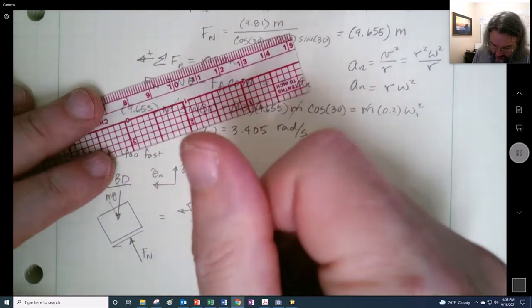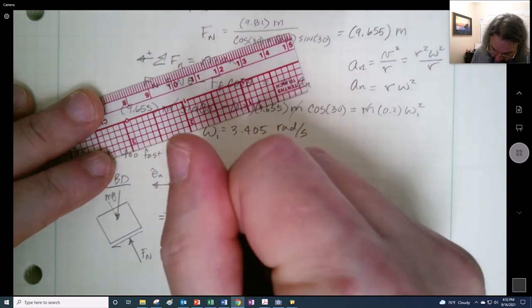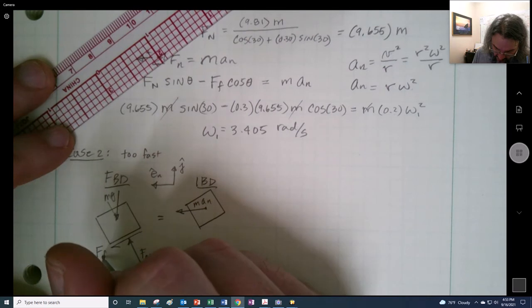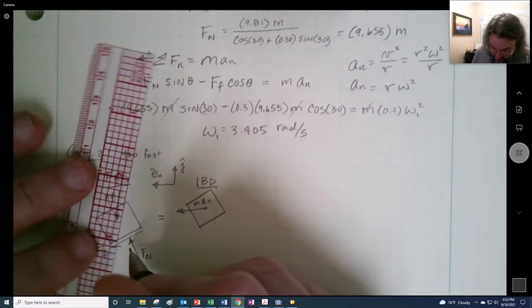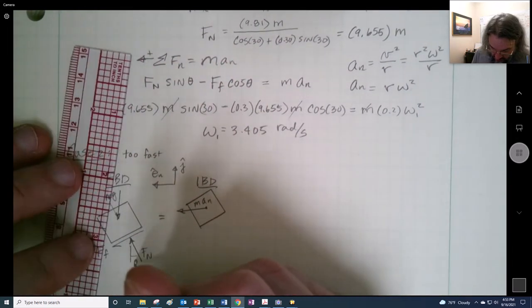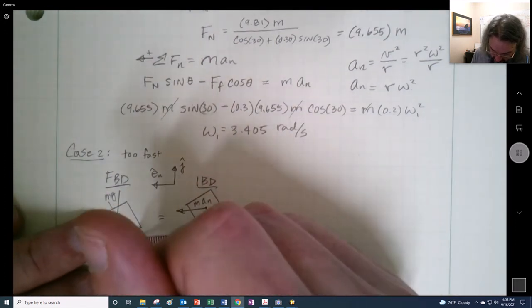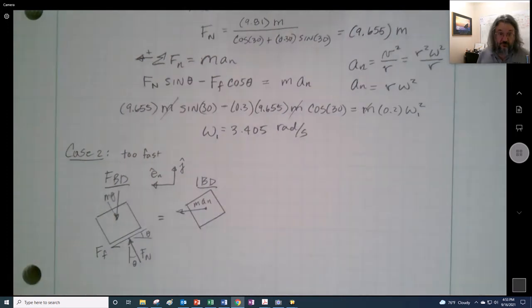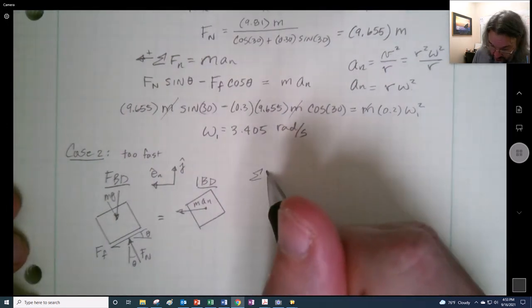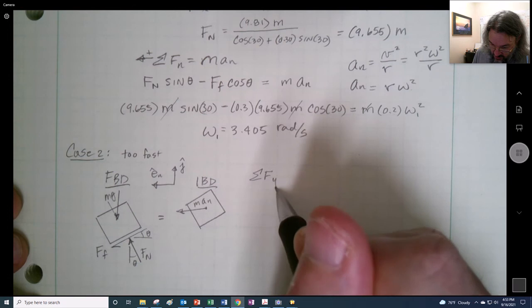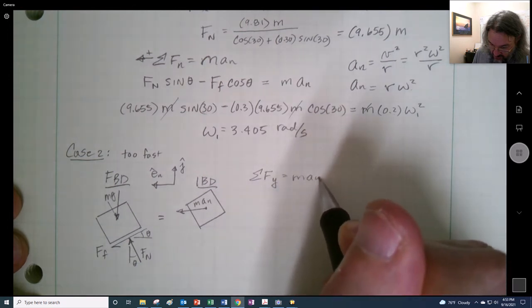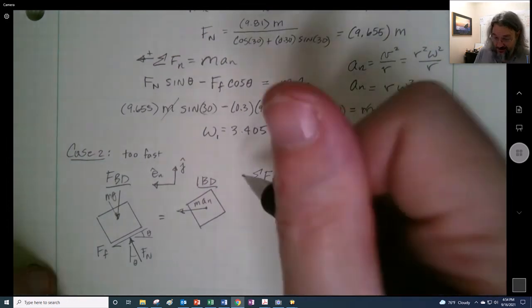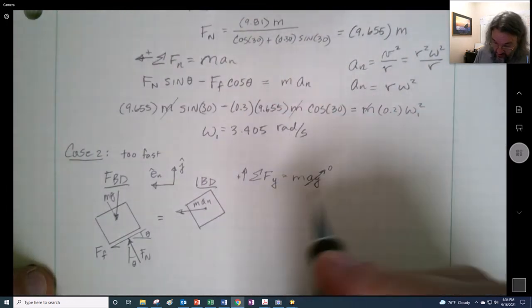That hasn't changed. So this is going to be m times an, and this is Ff, and this angle here is theta, and the angle here is still going to be theta. And so we get the sum of the forces in the y direction equals mass times acceleration in the y direction. We know it's not moving in that direction, so we can put zero there.